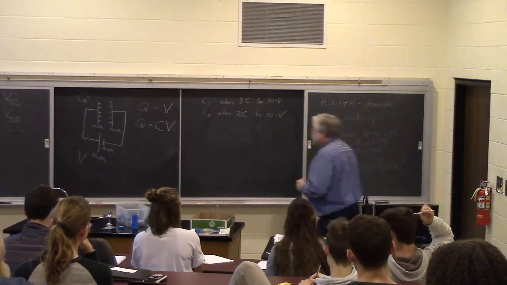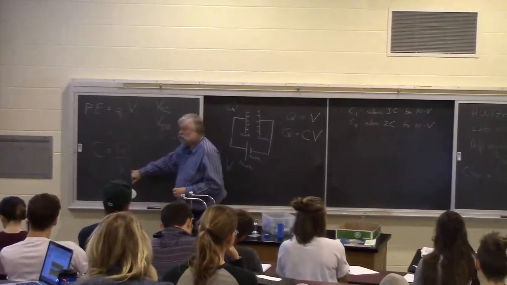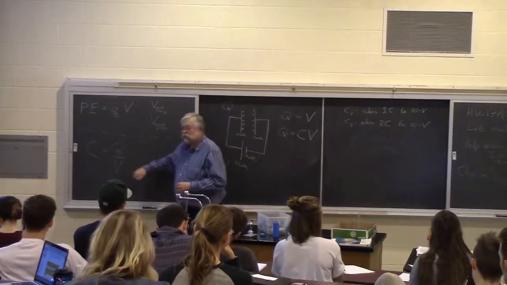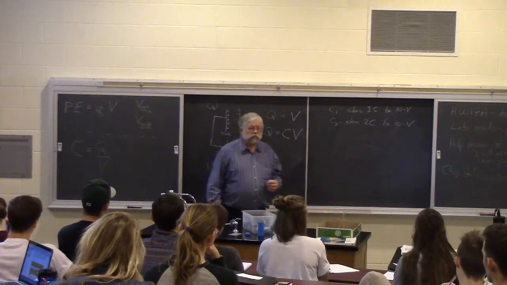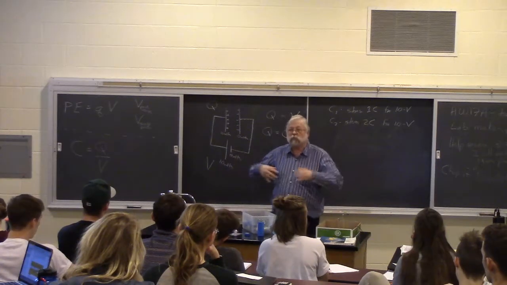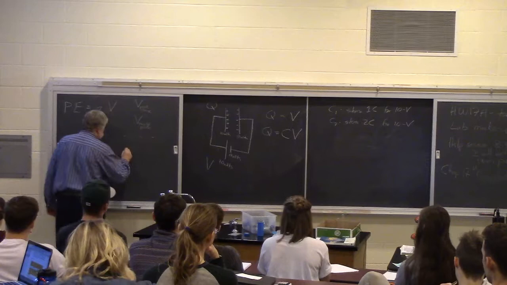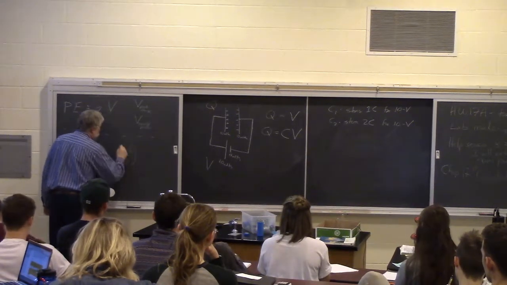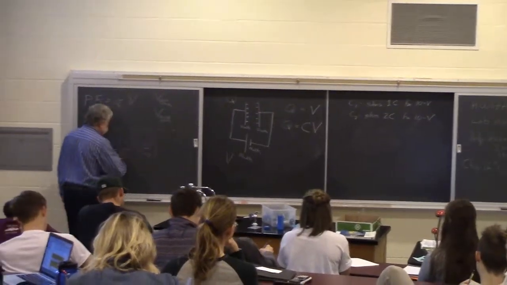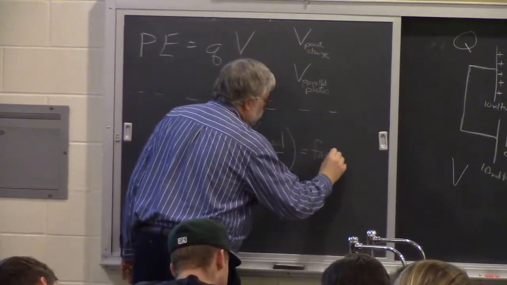Same thing here. For a big capacitor, I could dump in a lot of charge without changing the voltage very much. So a big capacitor could store lots of charge per volt. The units here are coulombs per volt. How many coulombs per volt does this capacitor store? And those coulombs per volt have their own name.